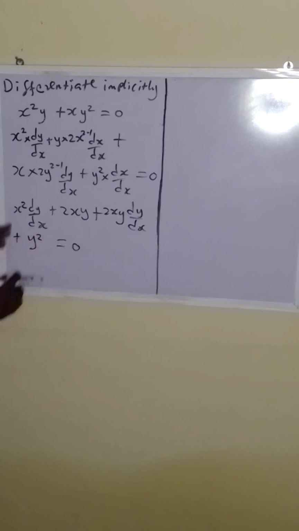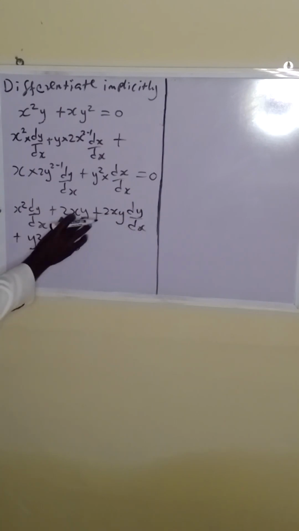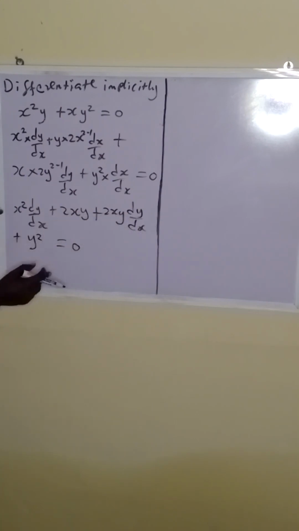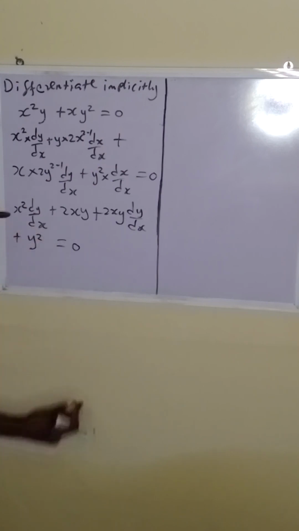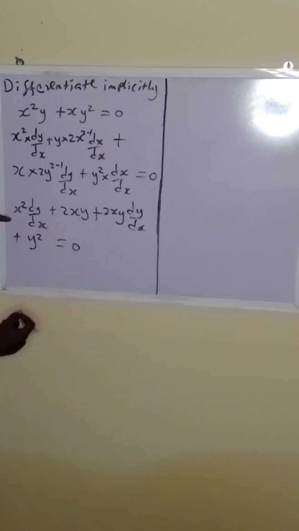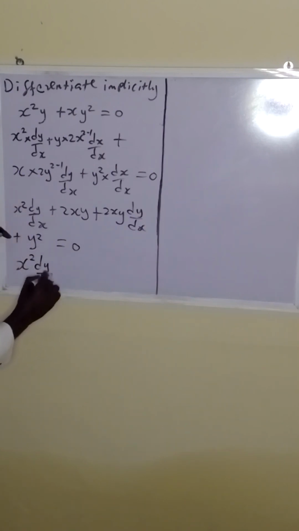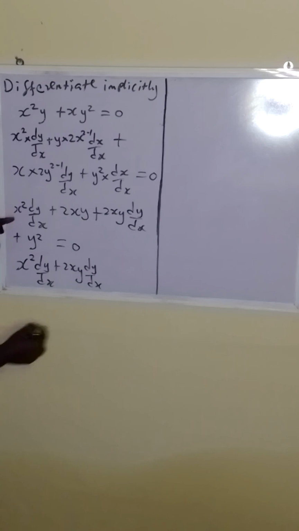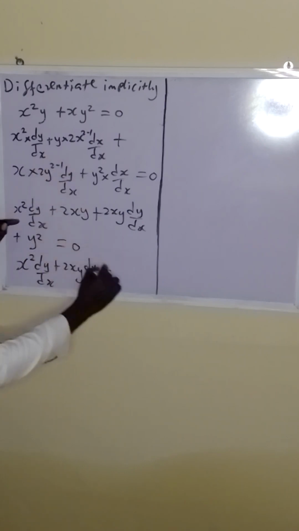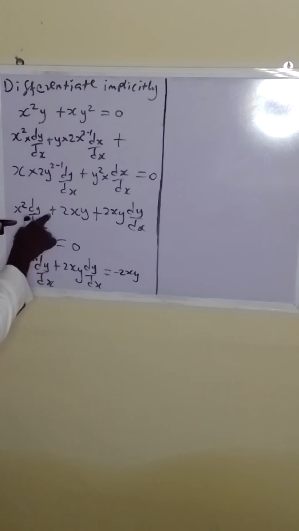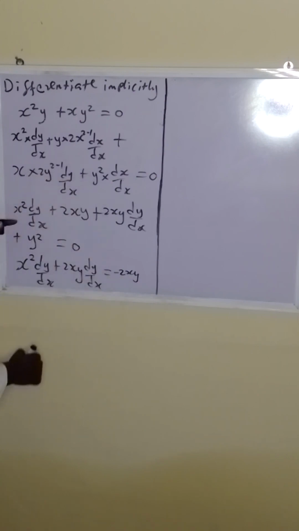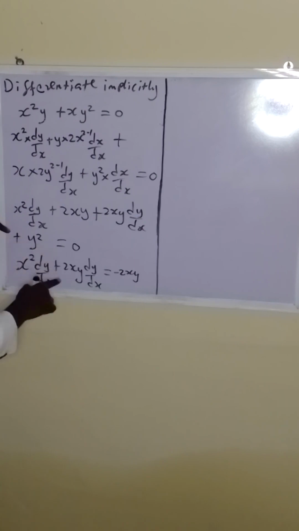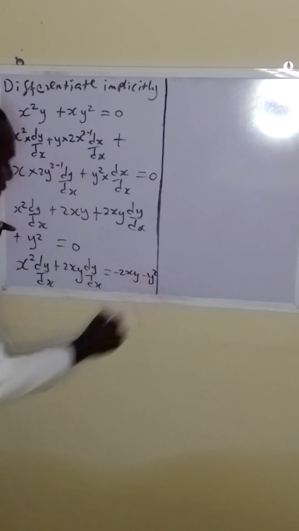Now, from this, we have two terms with dy/dx, which is this and this. Then these two particular terms are without dy/dx. So the terms without dy/dx, we take them to the right hand side of the equation. And that means we'll be having x squared dy/dx plus 2xy dy/dx on the left. Then on the right now, we have this minus 2xy, because this is plus, when they cross the equal sign it becomes minus. And likewise, this is plus y squared, when they cross the equal sign it becomes minus y squared.